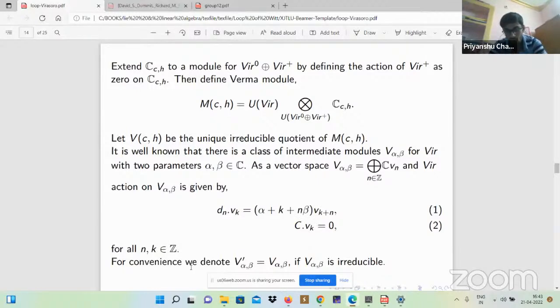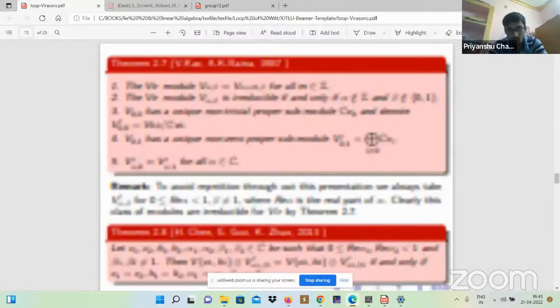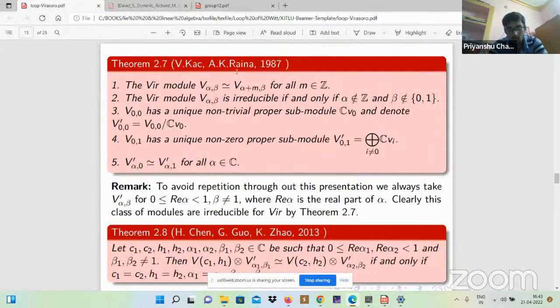For convenience, we denote V'_{α,β} = V_{α,β} if V_{α,β} is irreducible. Now, there is a result due to Keck and Reiner (1987) that the V-modules V_{α,β} are isomorphic to V_{α+m,β} for all m in Z. The V-module V_{α,β} is irreducible if and only if α does not belong to Z and β does not equal 0.